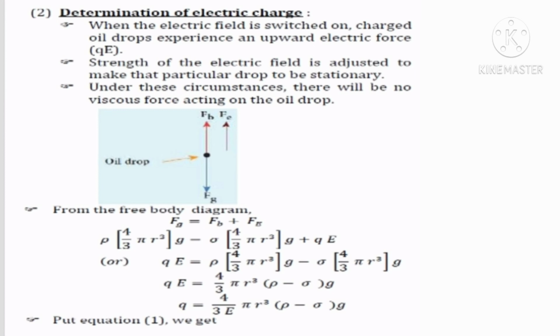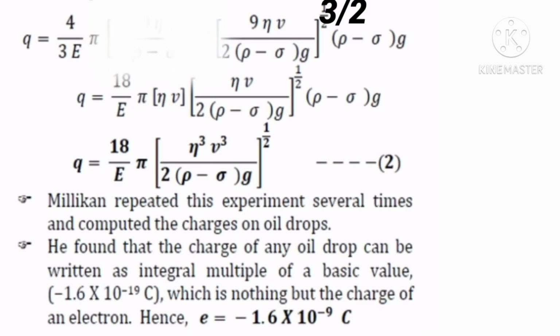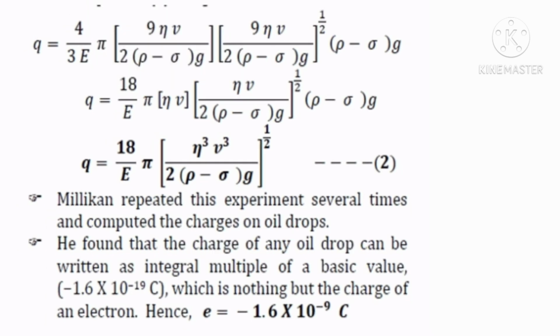In this equation, we have to apply the value for r which is given in equation 1. Which means that substituting equation 1 in this equation, we will get Q is equal to 4 by 3 E pi into (9 eta V divided by 2 into (rho minus sigma) into G) the whole power 3 by 2 into (rho minus sigma) into G. The bracket term can be split as 9 eta V by 2 into (rho minus sigma) into G into (9 eta V by 2 into (rho minus sigma) into G) the whole power 1 by 2.